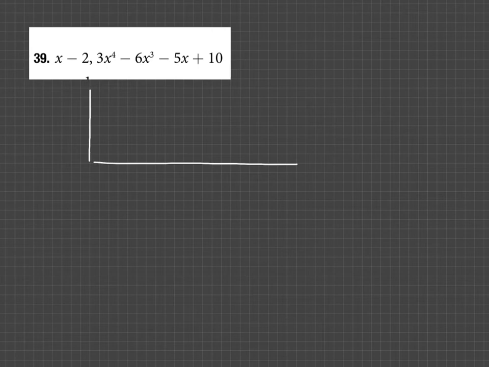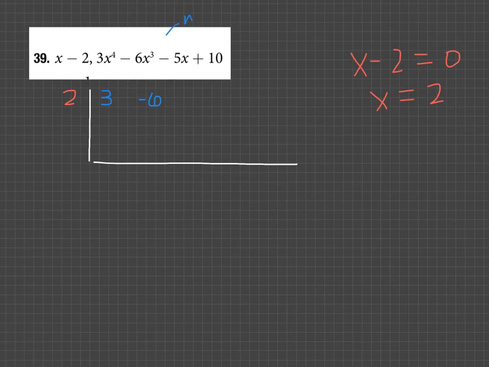Okay, another example. So we want to see if x minus 2 is a factor of this polynomial that's given. So x minus 2 is the factor, and the 0 that goes along with that is a positive 2. So that goes right here. Then we want to put in the coefficients of the polynomial. Okay, we have a 4th degree polynomial. First coefficient is 3, and then negative 6. Now notice there's no x squared term.